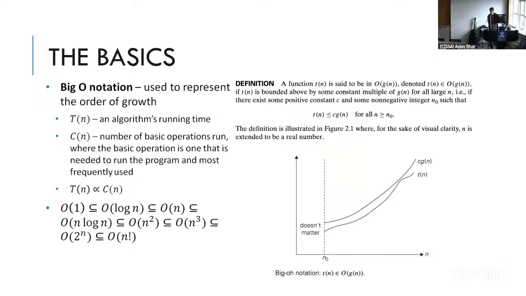Just curious, how much do you guys cover in big O notation and time complexity?